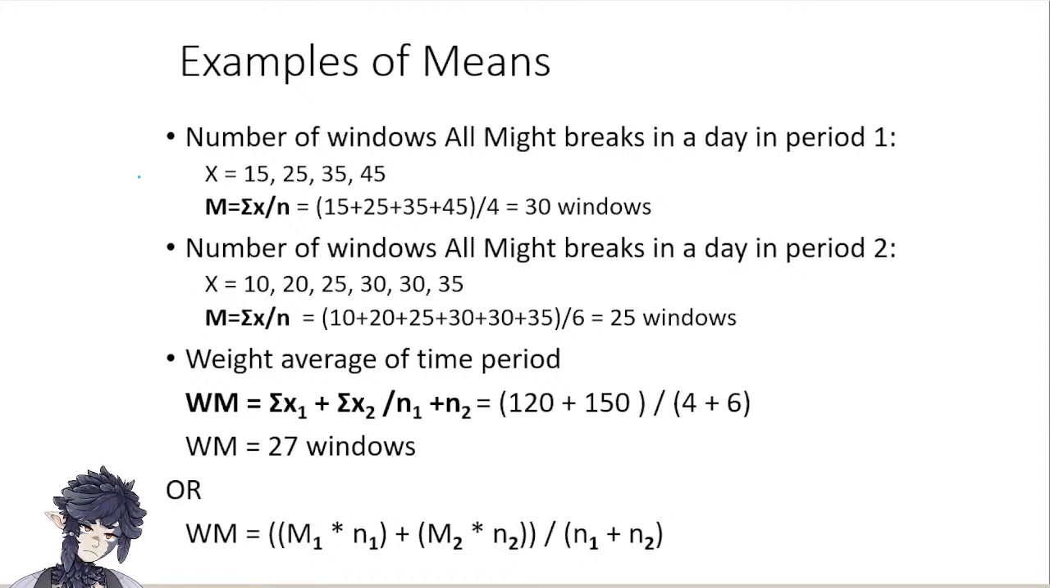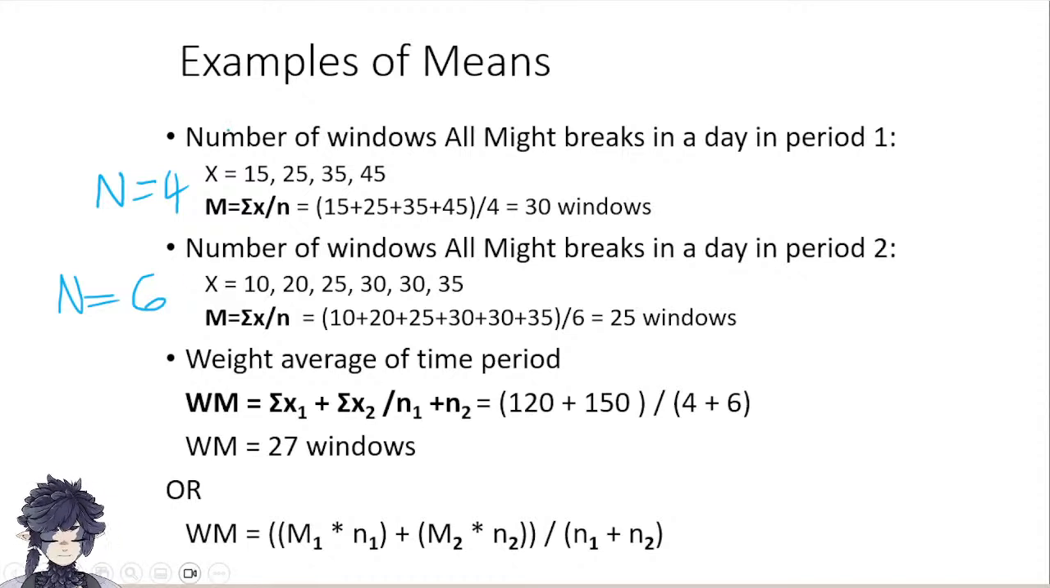Now, in time period 1, we only have 4 days. Our sample size is 4. In time period 2, we have 6 days. Our sample size is 6. Now, think about it this way.